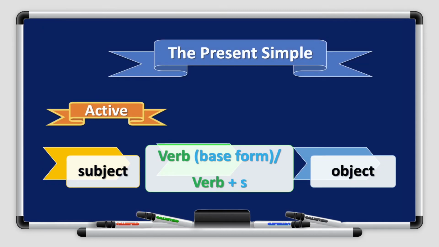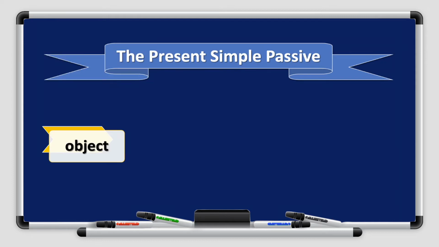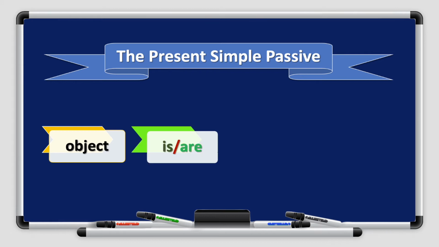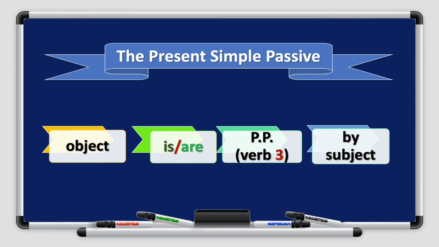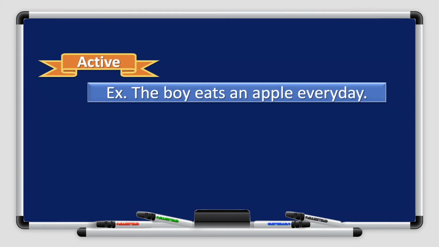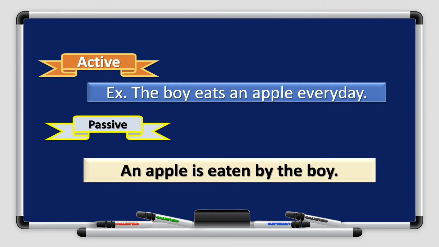Let's look at an example of an active sentence. Subject, we said, you have the verb base form and the object. With the passive, we said you start with the object, followed by is or are, which are forms of verb to be, followed by past participle verb 3, and finally by the subject. So it's by the subject itself. Let's look at this example. The boy eats an apple every day. What if I want to change it to passive? I'm going to start with what? The subject? No, I'm going to start with the object. Where's our object in the sentence here? An apple. Good job. An apple is eaten by the boy. Verb to be is, followed by the past participle eaten. And finally, our subject. You have by and then the subject.